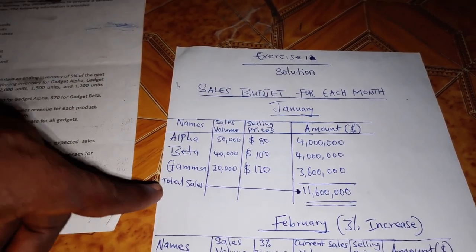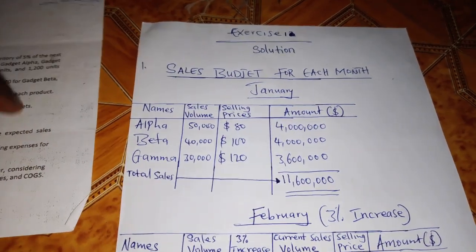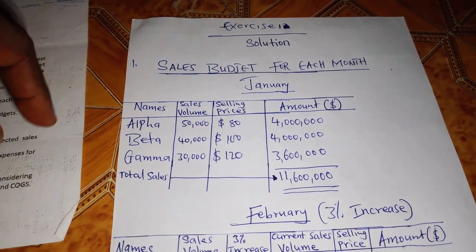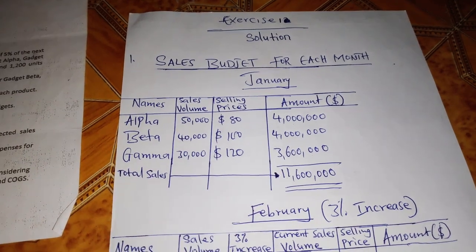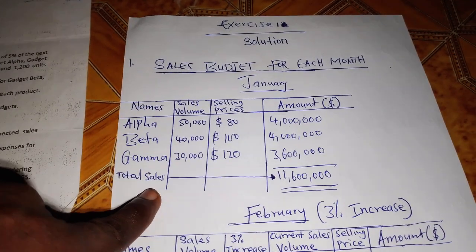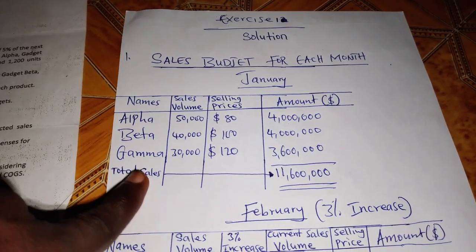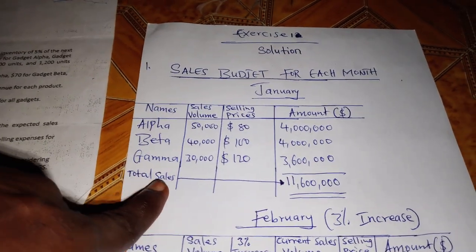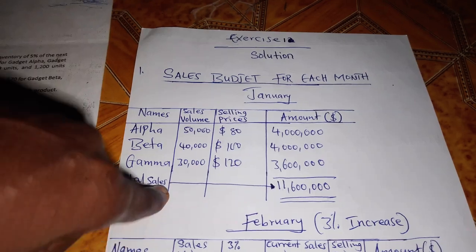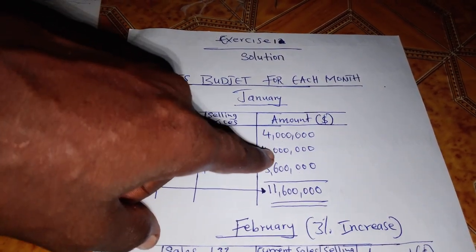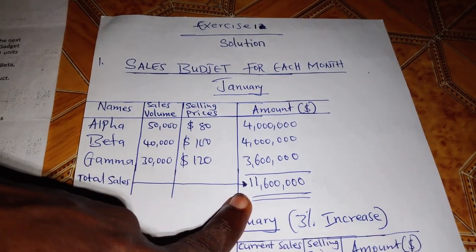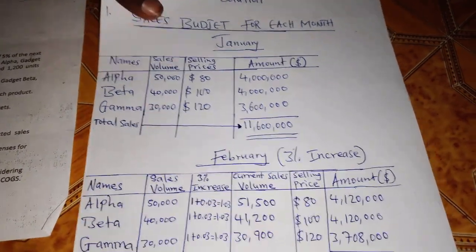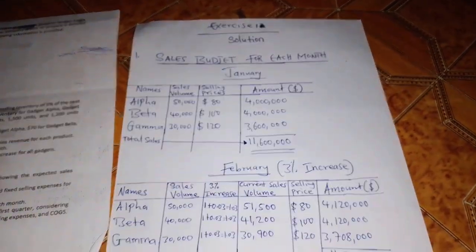For us to determine the total sales, because the essence of determining the total sales is to ensure you determine the total variable selling expenses. That is why we decide to use it in a tabular form. Now, the total sales revenue is when we add these amounts here, which gives us this total. Let's look at the second month. We are still preparing the sales budget.